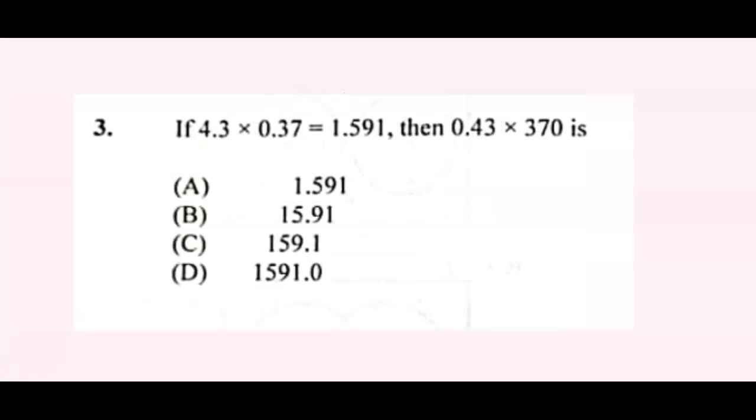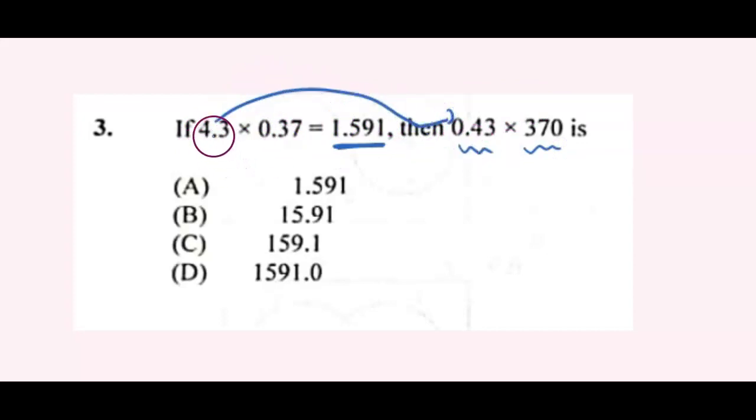Number 3. They say if 4.3 by 0.37 is equal to 1.591, then what is 0.43 by 3.70? Now remember, you're not supposed to use a calculator for this. What we're supposed to do is simple logic. In this case, these two decimals give us this. Now I have the same digits here and here, but it's not at the same point. From 4.3, it went to 0.43.